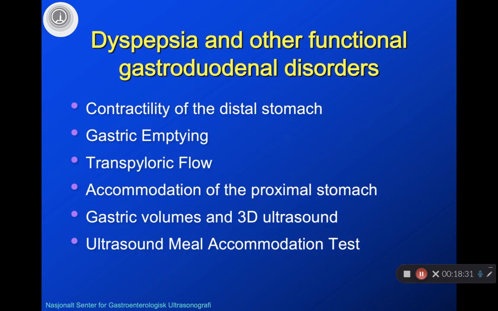In dyspepsia, we can use ultrasound to study contractility of the distal stomach, gastric emptying, transpyloric flow, accommodation of the proximal stomach, and we can also apply 3D ultrasound to calculate volumes of the stomach. And based on all this, you can perform an ultrasound meal accommodation test to really provoke symptoms in your patient and do simultaneous recording with ultrasound.